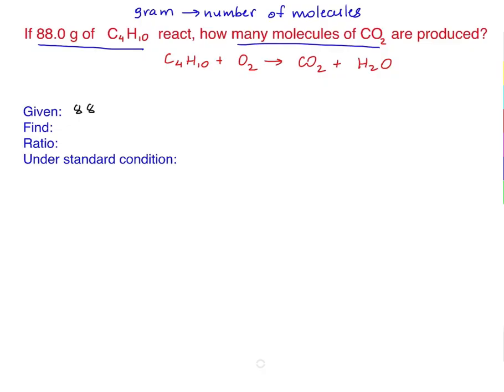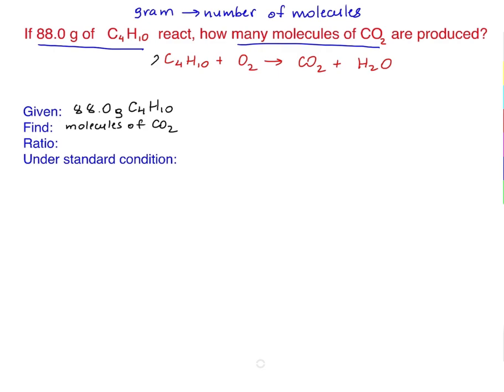In fact, you need to first balance it, but I'm going to do it in my next step. So what's given is 88 grams of butane, or C4H10, and then you need to solve for the number of molecules that are produced, CO2, the number of molecules of CO2.